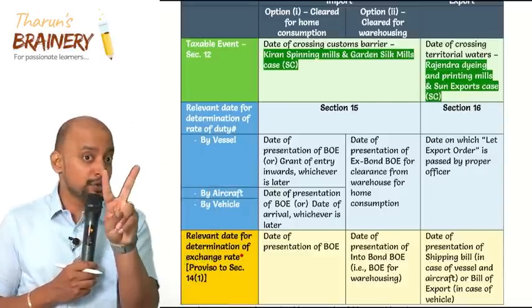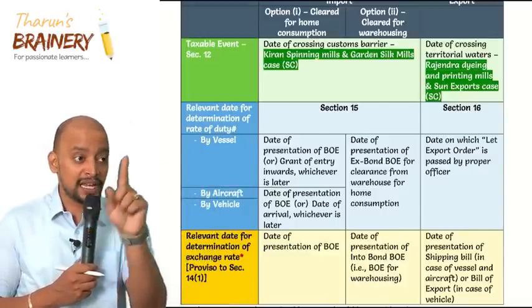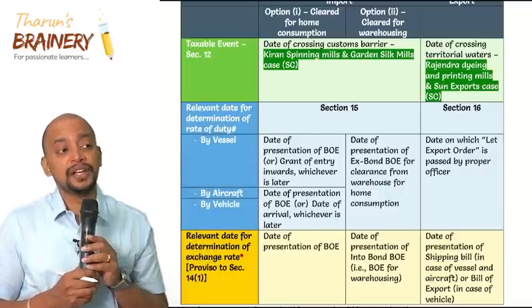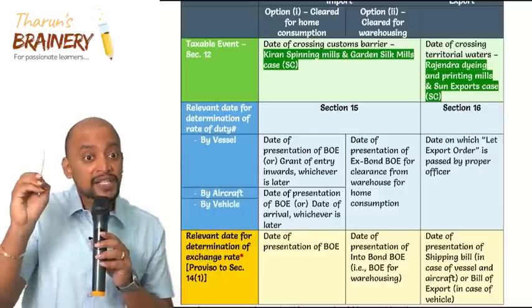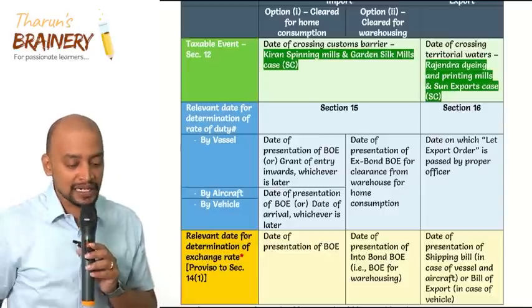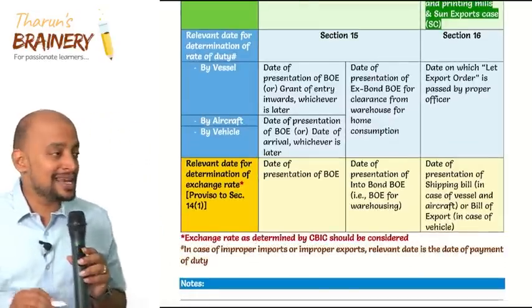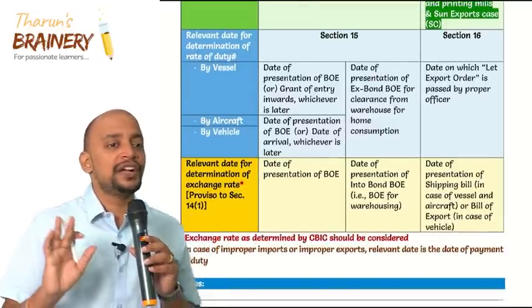In case of warehousing, two bills of entry will be presented. What are they? In-bond bill of entry and ex-bond bill of entry. Rate of duty prevailing on which date should be taken? Ex-bond bill of entry date should be taken. But see the exchange rate point. In case of exchange rate, always we need to take the bill of entry only.